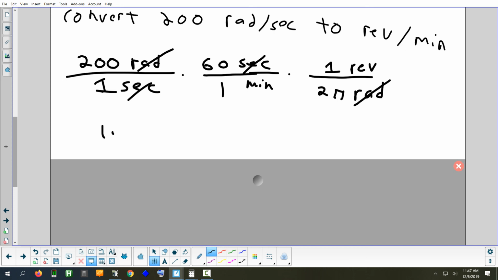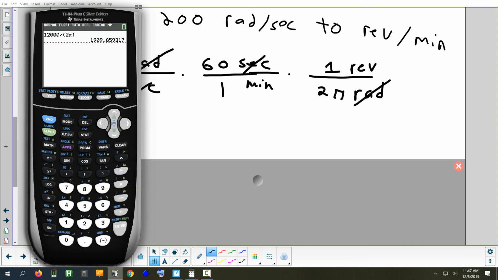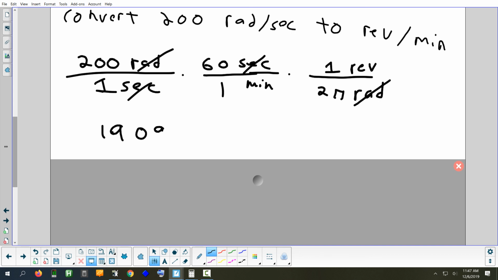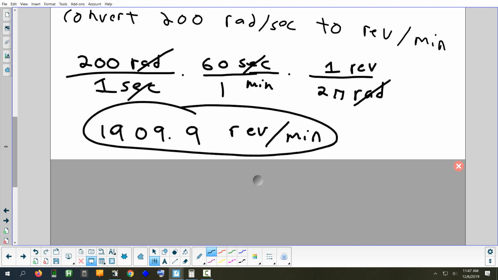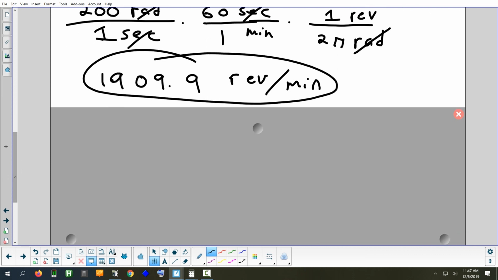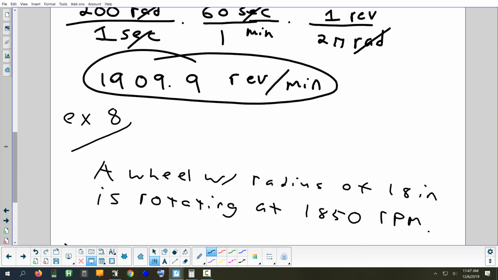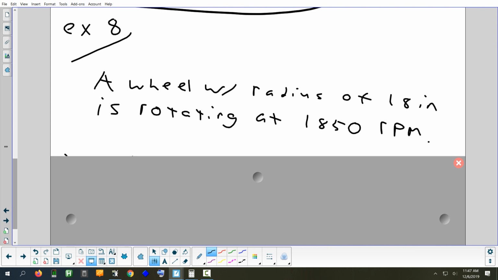1,909.9. A lot of nines. Now, this is kind of a special unit. You can write RPM if you want. A lot of people do that for revolutions per minute. Or you can write revolutions per minute with a slash, where the slash means per minute. Either way. So any question on that one? Okay, so last problem. I'm going to let you guys copy that down, and then we'll take a look at it.